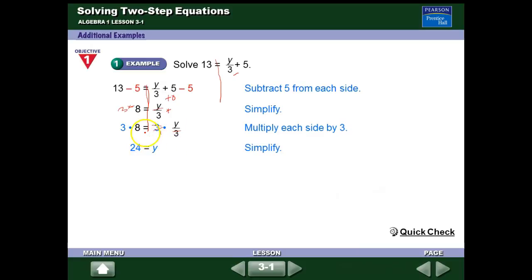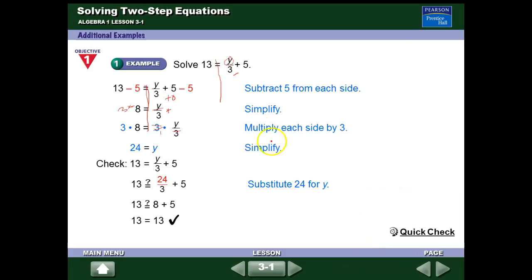One of the best parts about these next examples is that you can check your work. You're telling me that y has to equal 24. So when I plug 24 in here for y, you can plug that in, divide by 3, add 5. So 24 divided by 3 is 8. 8 plus 5 is 13. Does 13 equal 13? Yes, it does. So therefore it does check. And 24 is your solution here. So 24 is what y equals.